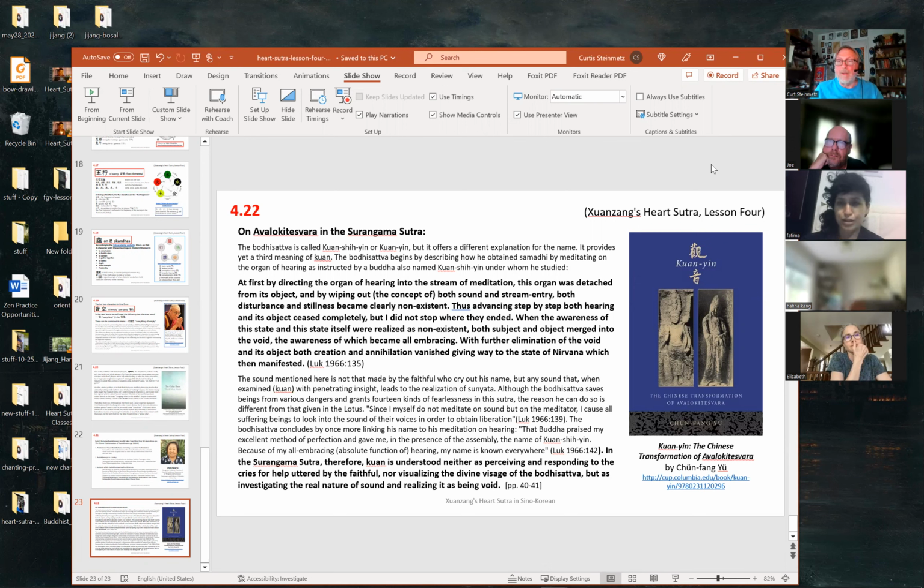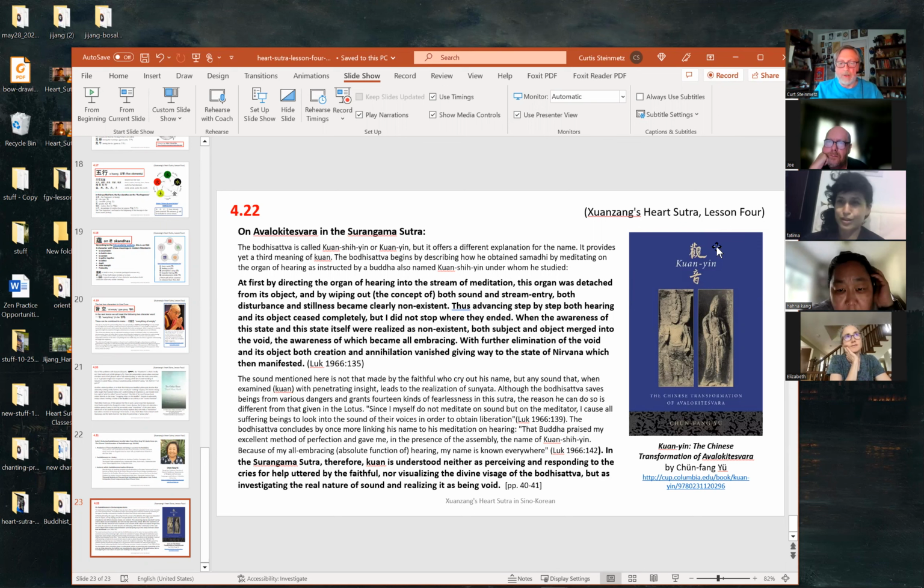We've gotten to the name of Avalokitesvara, but when the Heart Sutra first begins, it's the Buddha who's speaking. After the second line, I think it's after the second line, we'll talk about this in the next class, it's Avalokitesvara who's speaking for the rest of the sutra.